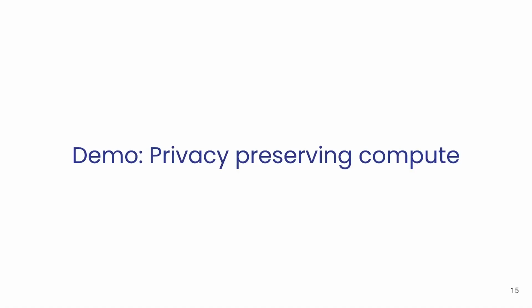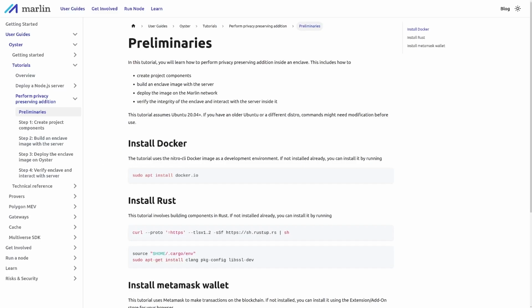Let's try something a little bit more complex now. In this tutorial, you'll learn how to perform privacy preserving compute inside enclaves. This tutorial is also from our docs. You'll find it under Oyster tutorials. More specifically, we are going to learn how to load numbers inside an enclave and also how to perform compute on them. In this case, it's going to be addition. So we just expect the enclave to return the sum of the numbers that we are going to be loading inside it.